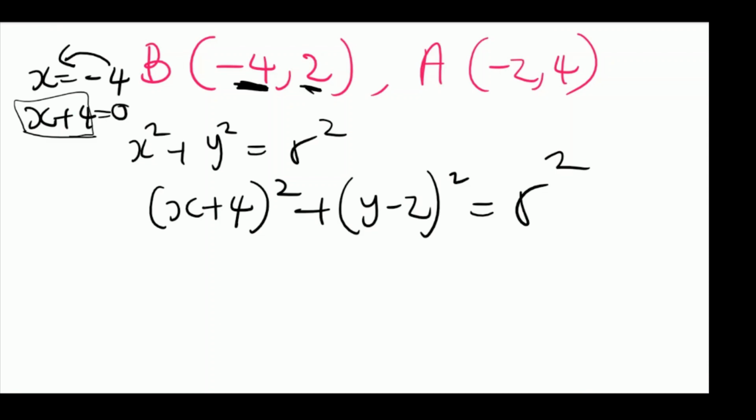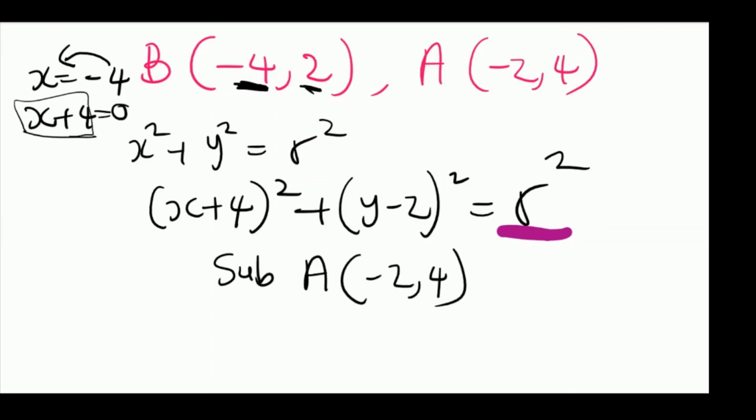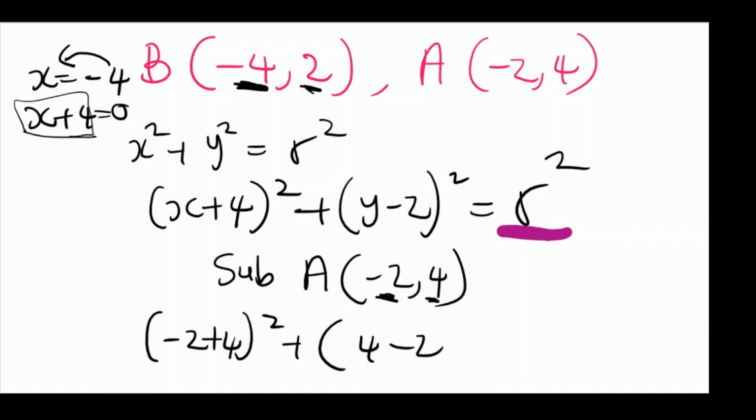So for us to find the equation of a circle with center B, we are not complete until we find our r, right? So to find our r, we're going to substitute our point, which is point A, which is minus 2 and 4, right? So where there's x, we put minus 2, where there's y, we put 4. So here it's going to be minus 2 plus 4 all squared plus 4 minus 2 all squared equals r squared, right?